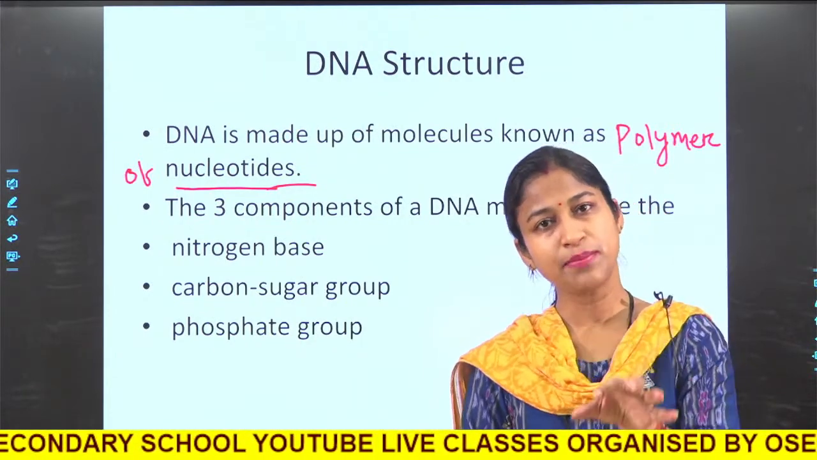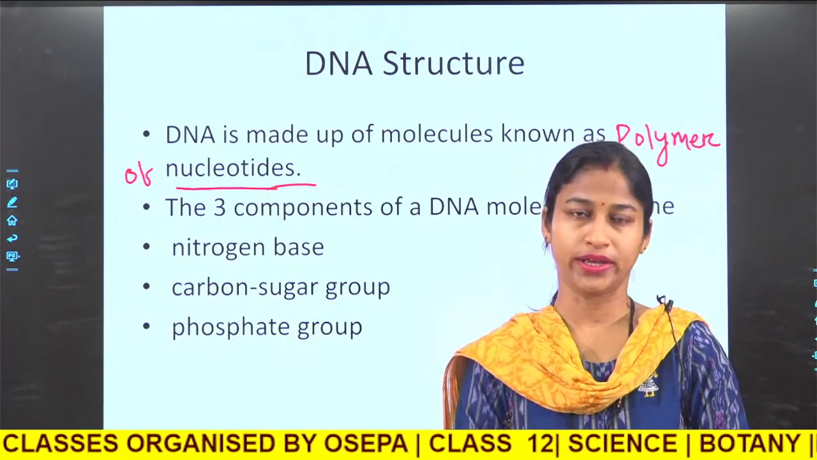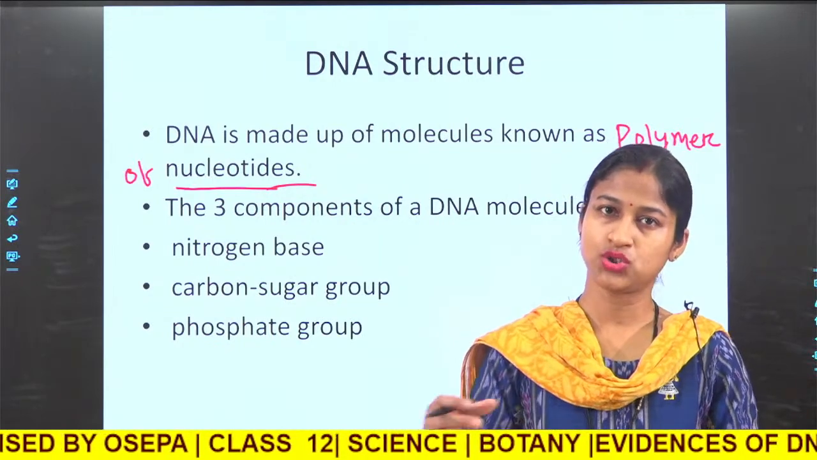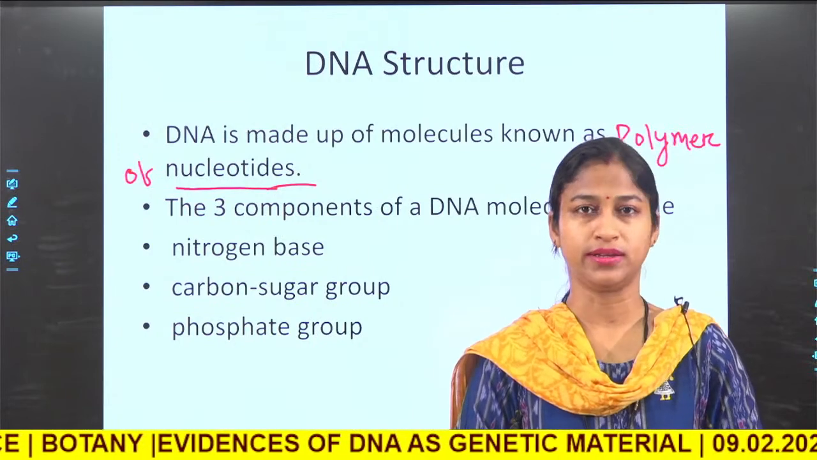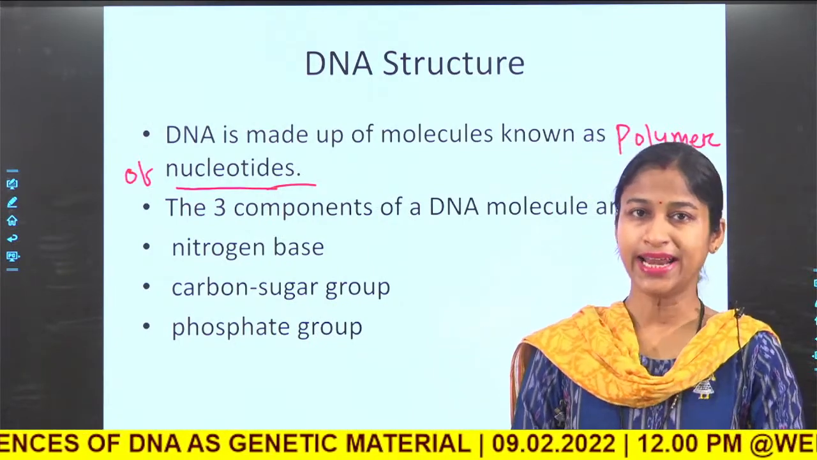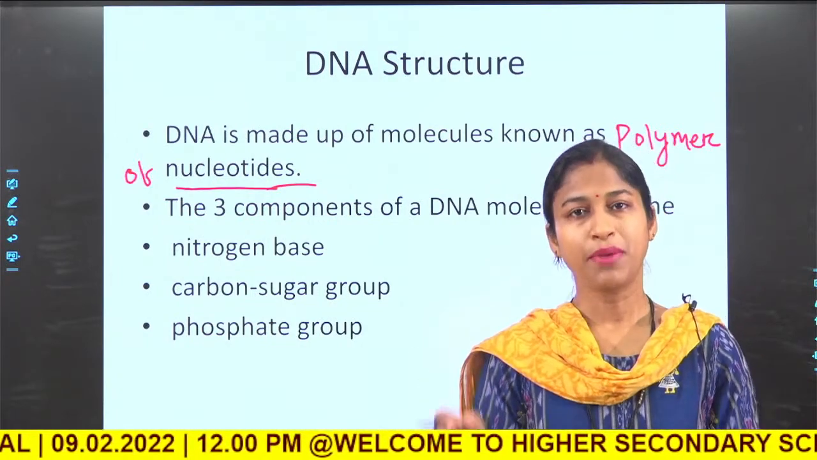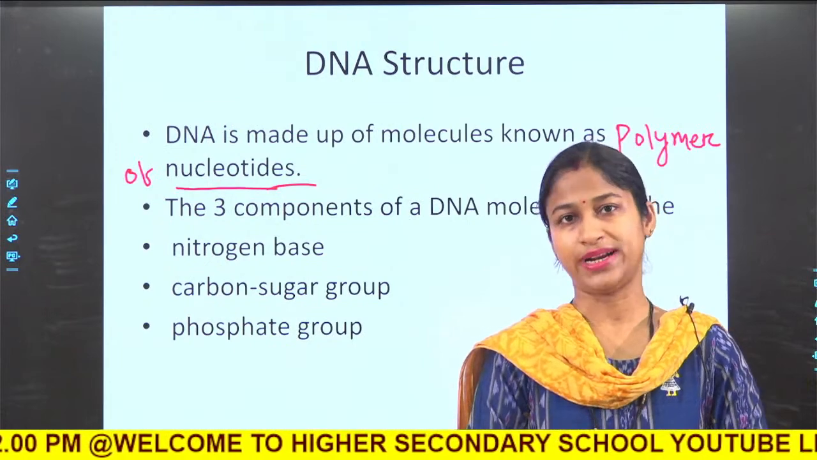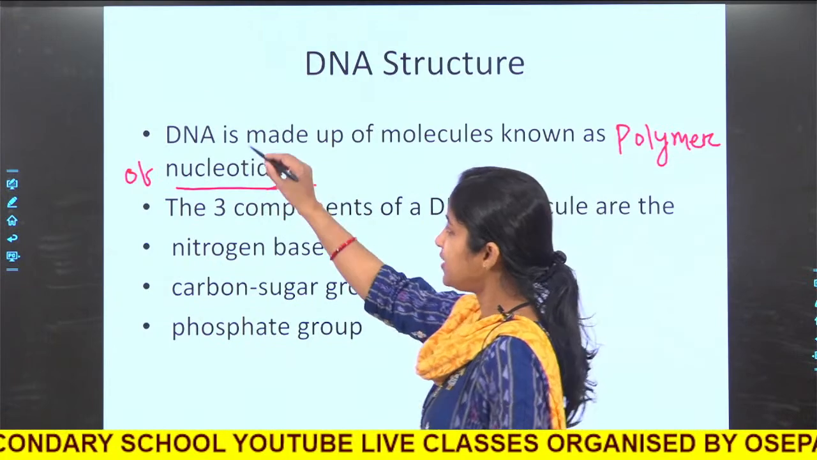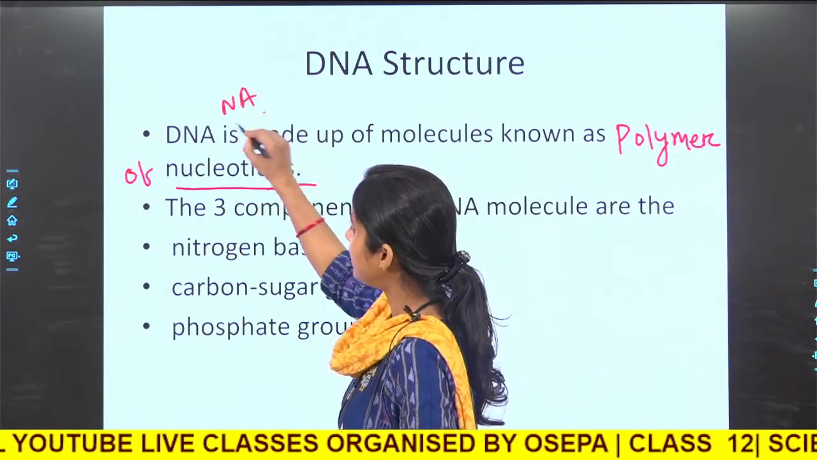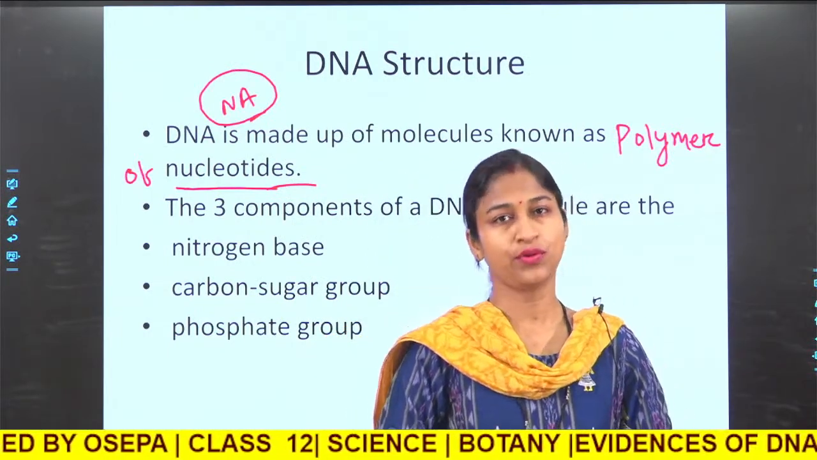However, polythene is a polymer. Now, it is a polymer of what? It is a polymer of ethylene molecules. So many ethylene molecules joined together form polyethylene, or in short, polythene. Similarly, DNA is a molecule formed by joining many nucleotide molecules. In short, DNA is a nucleic acid; whether DNA or RNA, they are called nucleic acids.